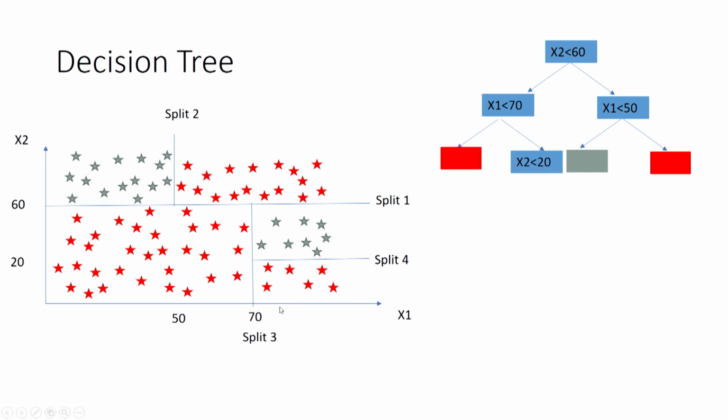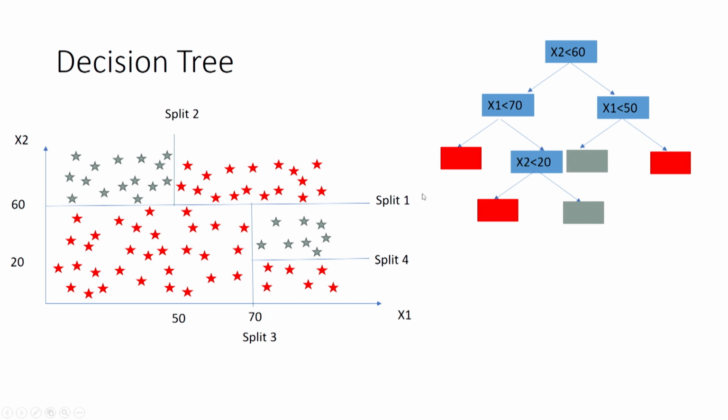Then using this 70, x1 less than 70 and greater than or equal to 70, what did we get? We got this subset and this other subset. This subset corresponds to the red class but it is mixed, so we will split it again. After splitting, if x2 is less than 20, this is the red class, and if x2 is greater than or equal to 20, it is the green class.